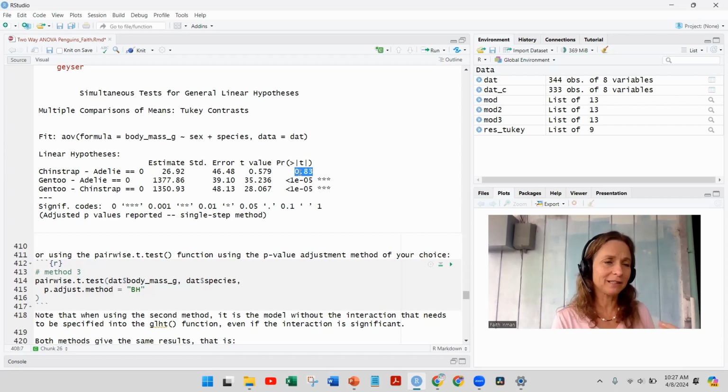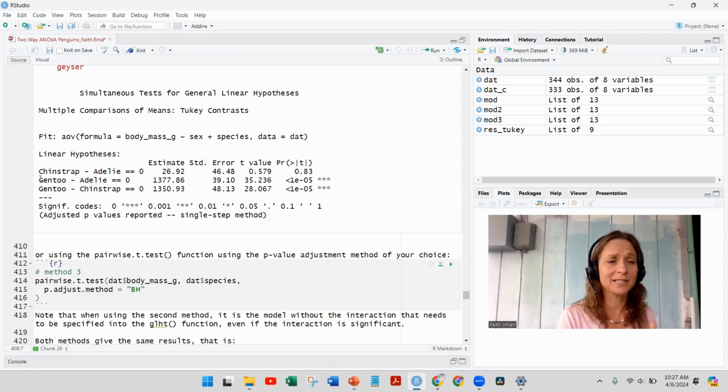So it's kind of like it ran a little t-test on just these two groups and said, here's our estimated difference, here's the standard error of that difference, here's the t-value, here's the p-value, same result. There's no difference between Chinstrap and Adelie. We fail to reject the null hypothesis that the difference between these two means is 0. The difference between these two means is possibly 0. There's no difference.